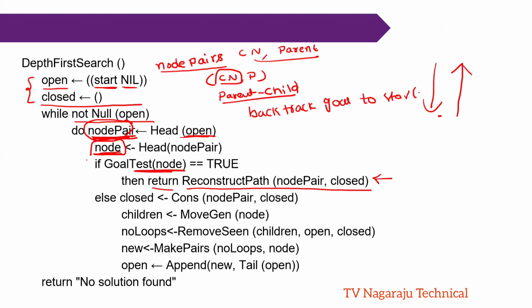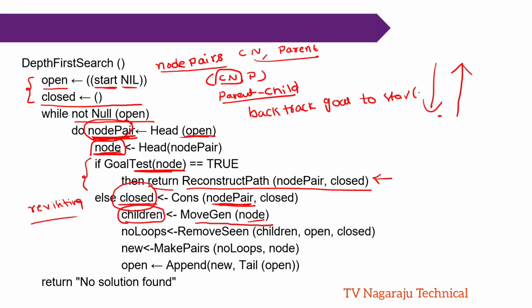Otherwise, that is if the node we are selecting is not the goal node, then what are you doing? Whatever node pair is selected is moved to the closed list. Why? To prevent revisiting. Suppose the node pair is already visited, so to avoid revisiting, it is added to the closed list. And once that is added, generate the children. Yes or no? The same procedure we are following till now. Generate the children, that is the successors, all the possible next states of the current node.